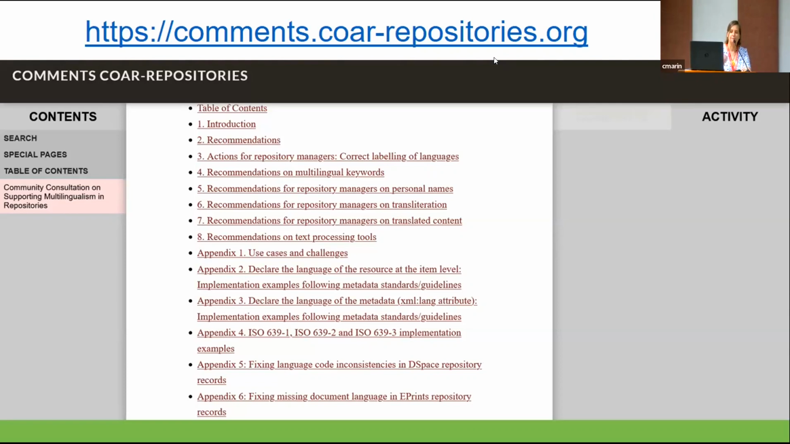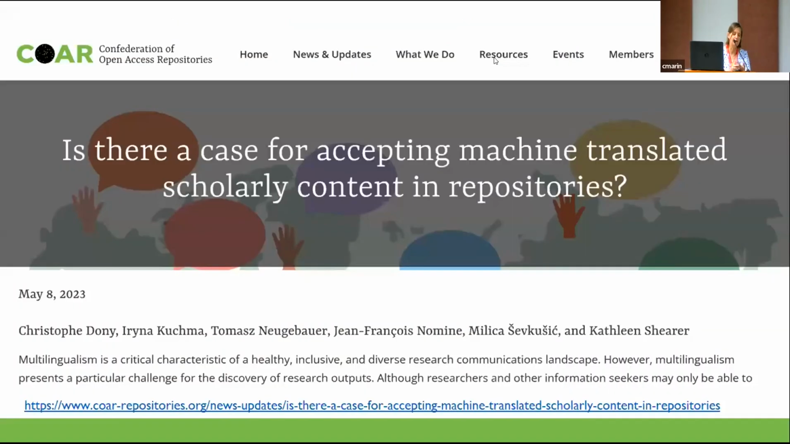So what we need to do with this website is to clean up some headings, and then I think maybe next week or in 2 weeks' time, we'll send an email to everyone saying that it would be great if you could read, comment, and make sure that what we recommend is really useful. We also looked at whether there is a use case for accepting machine translated content in repositories, and we decided that we would rather write a blog than include that in our report. So we would very much like to hear your feedback about that blog as well.